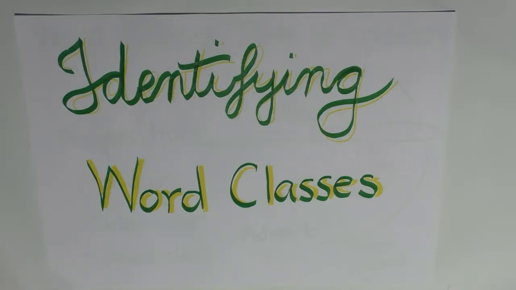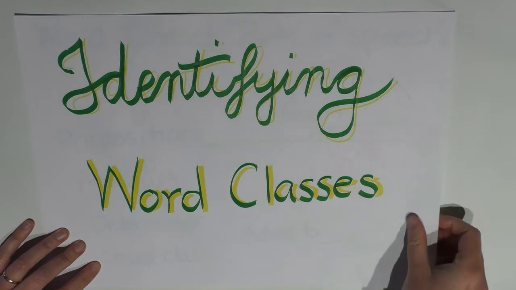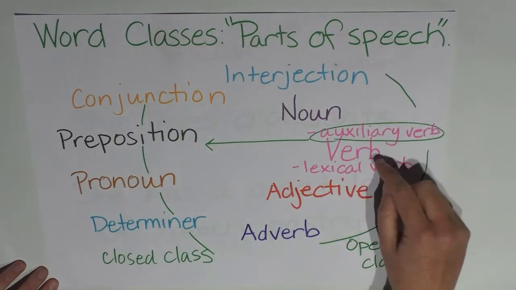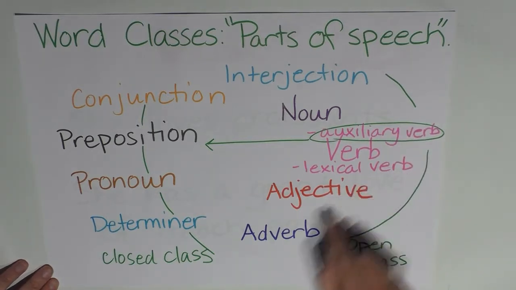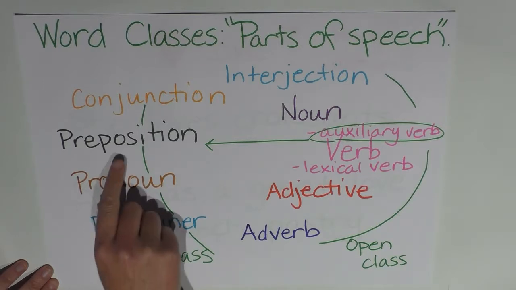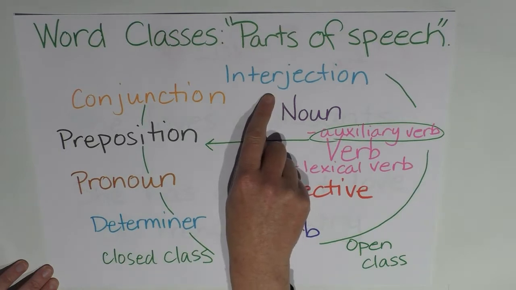This is episode 5, identifying word classes. In the last video, we identified what the word classes were. These were noun, verb, auxiliary verb and lexical verb, adjective, adverb, determiner, pronoun, preposition, conjunction, and interjection.